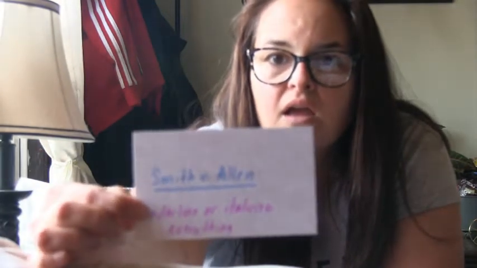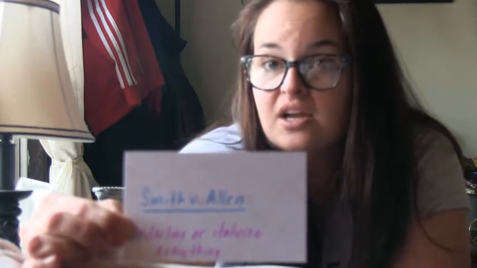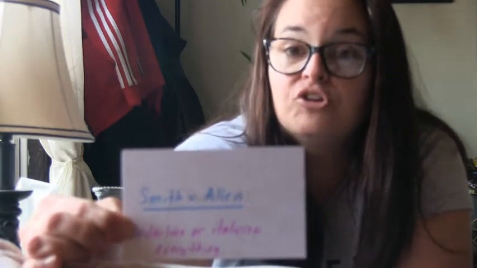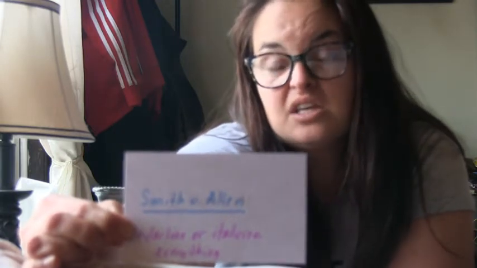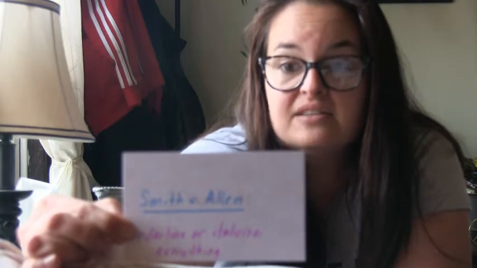Tip number 2, Smith versus Allen. The case name is going to be italicized or underlined. You'll see in your site checking quiz, underline it because that's what the instructions are, but in Blue Book citation, you can use either italicized or underlined.